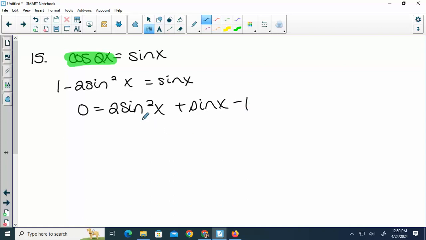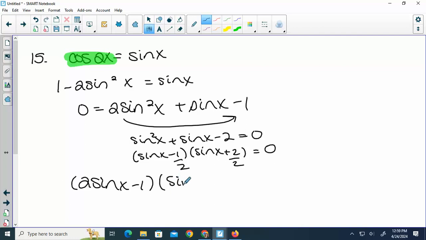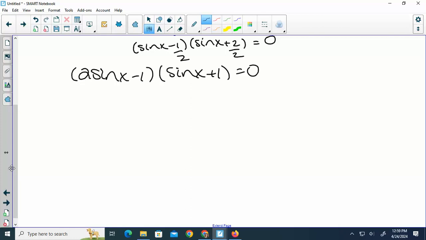then, very similar to the last one, it's like slip and slide. So that's sine x minus 1, sine x plus 2, very familiar here. What do we do now? Gotta divide by 2. 2 sine x minus 1 and sine x plus 1 equals 0. From here, we just set each of them equal to 0.